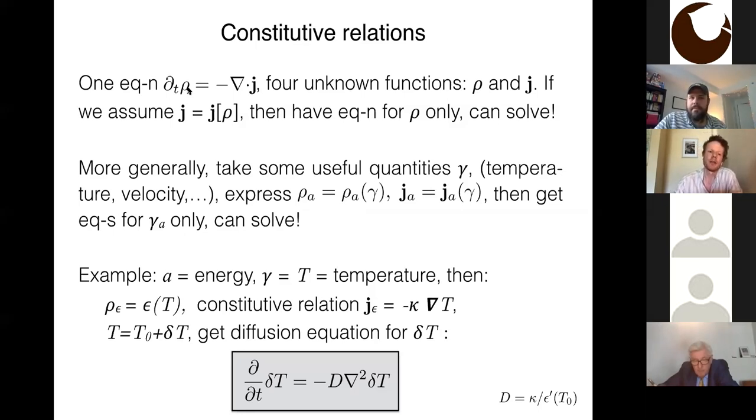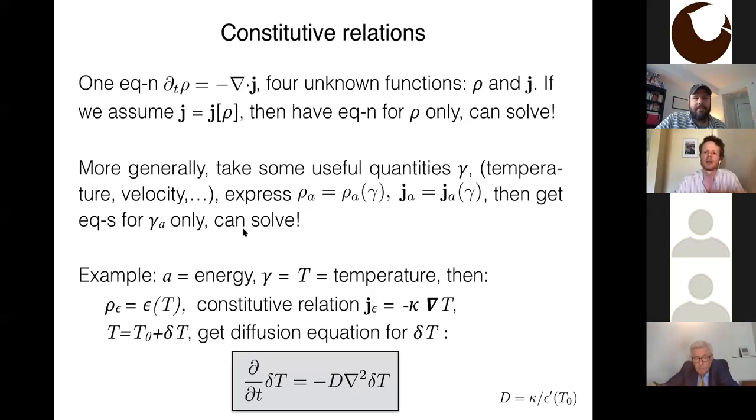However, if you assume that the flux is a function of the conserved density, then you have a single equation for a density, and then you can solve. Right? So this relationship between the flux and the density is what you call the constitutive relation. So more generally, you can take some useful quantities, which I will call gamma. My useful quantities will be temperature, fluid velocity, whatnot, and express the density and the flux in terms of those useful quantities. And then you have only equations for those useful quantities, which you can solve.